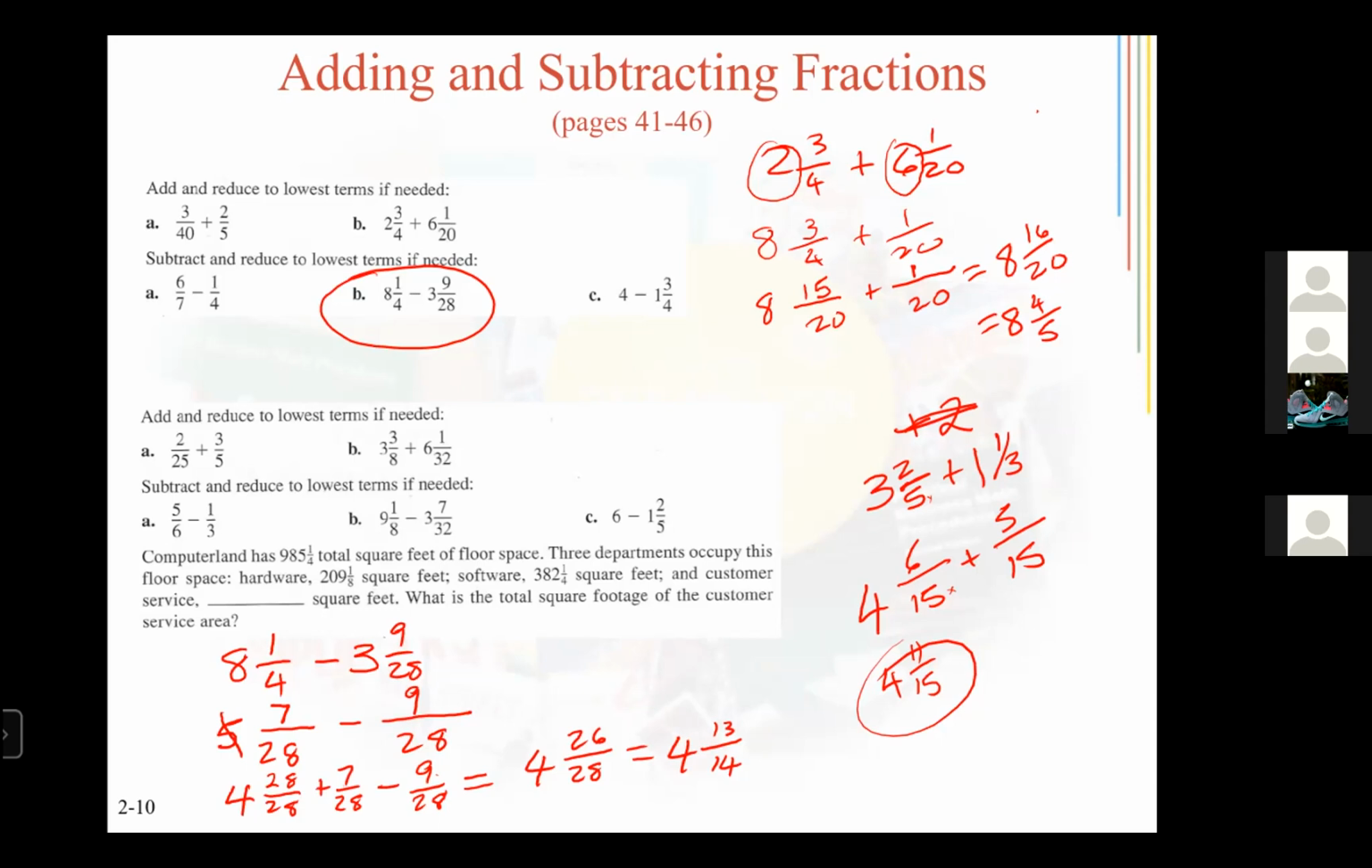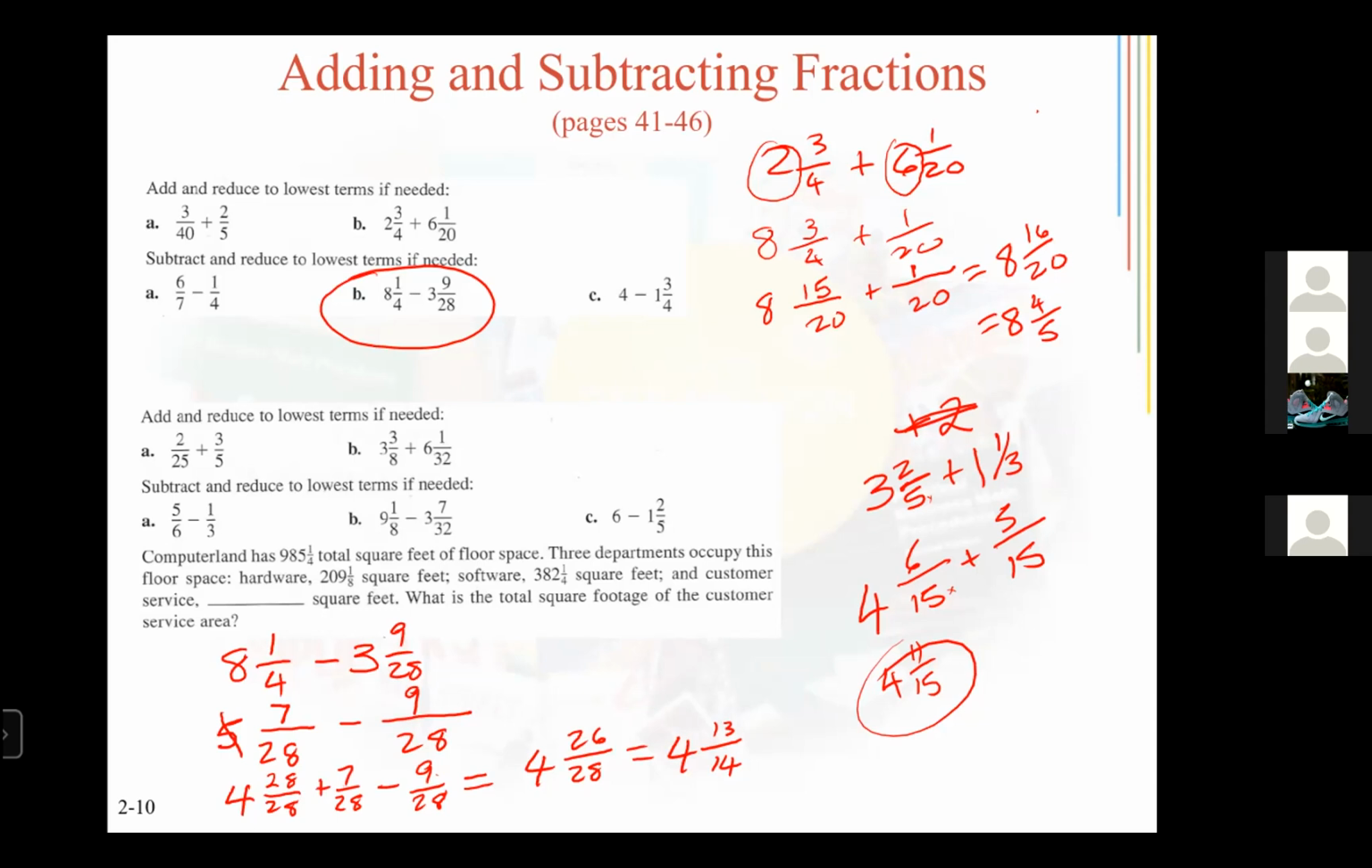Now, what Mr. Butler said about changing that to an improper fraction, you could also do that. 5 times 28 plus 7, then convert to improper and do your subtraction, and you get the same answer. To me it's a little more work, but you will get the same answer. So that's another approach you could use.